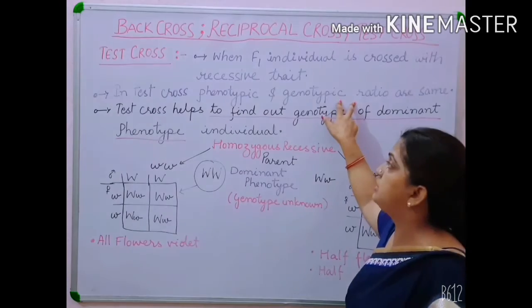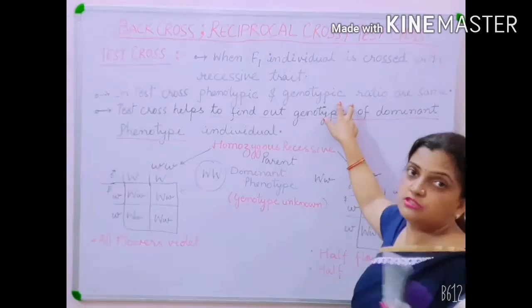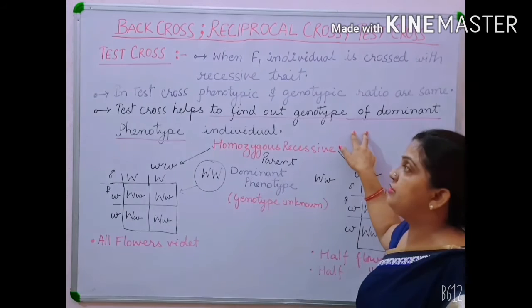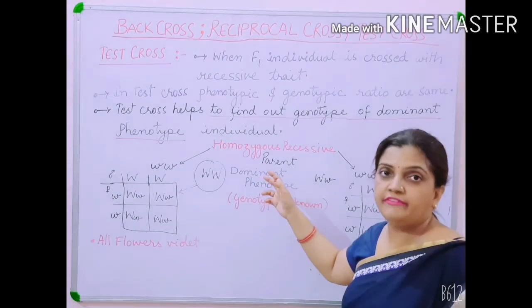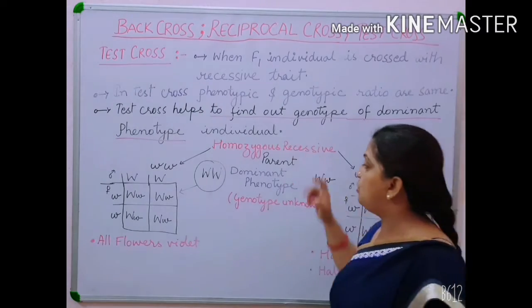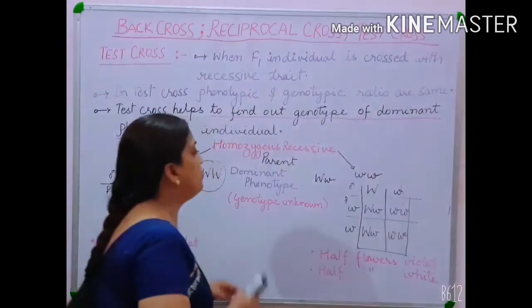This is a very important line. Phenotypic and genotypic ratio in case of test cross is always the same. Then your test cross is done to find out the genotype of a dominant phenotype individual. This is also what I am going to explain here with this calculation.